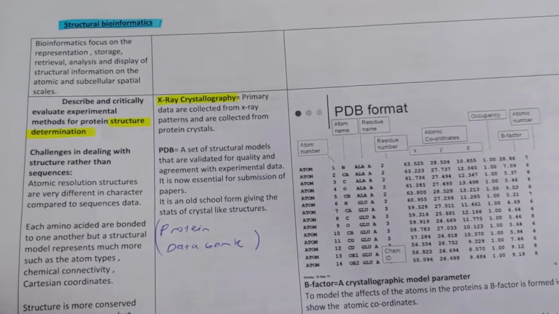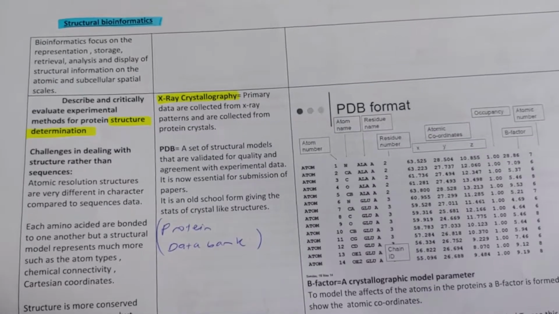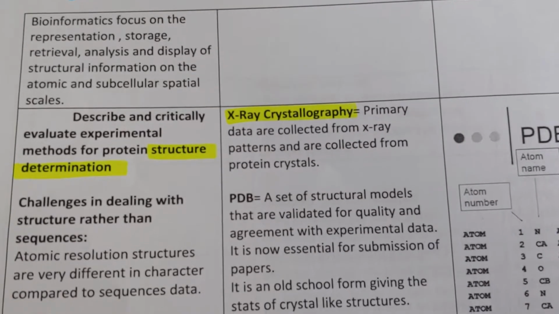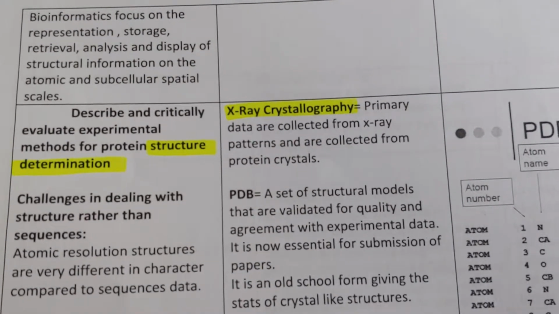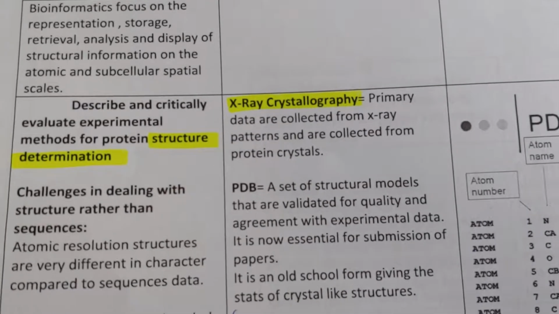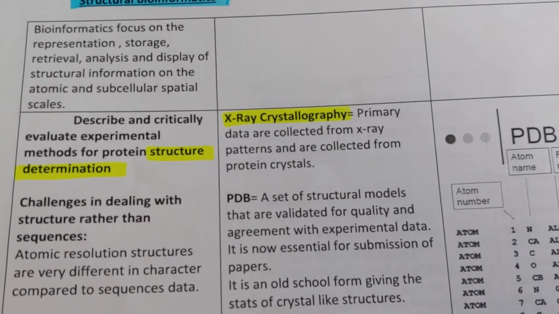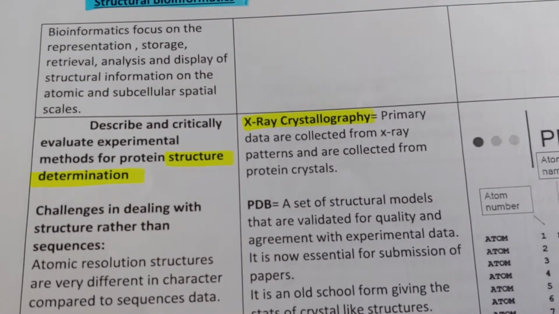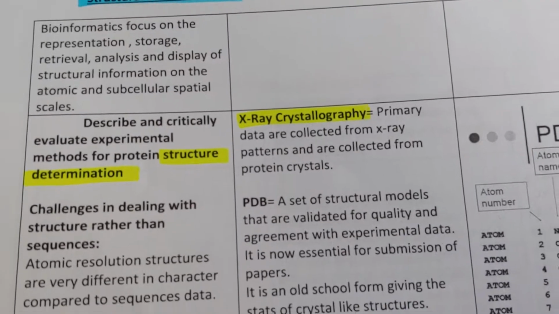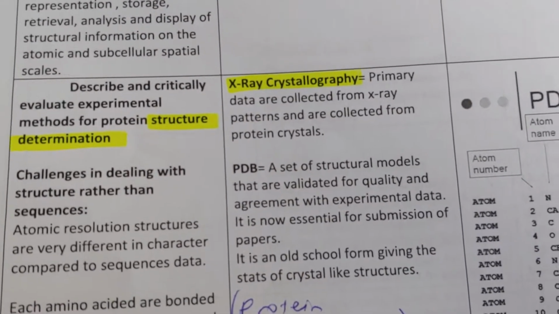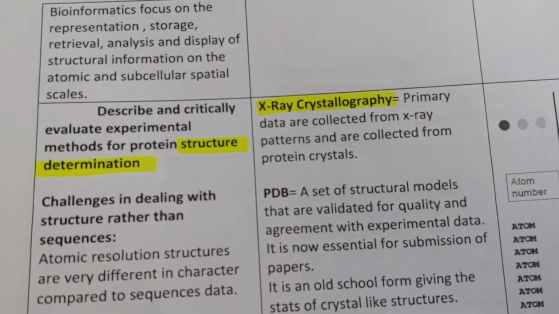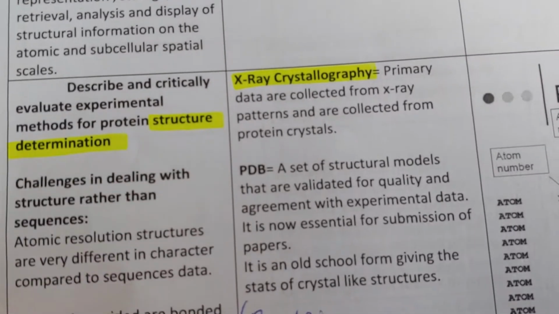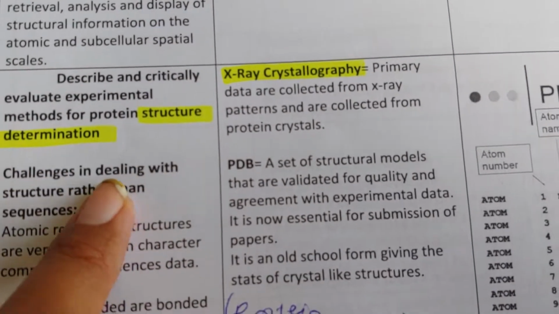Here is a different science example from my bioinformatics class at university. And the exam question is, describe and critically evaluate experimental methods for protein structure determination. You need to calm down. Don't be scared. These are just big words, and all it's basically saying is that they want us to show them how to determine a protein structure. So first off, important words that I see are describe. They want us to describe different methods for protein structure determination.